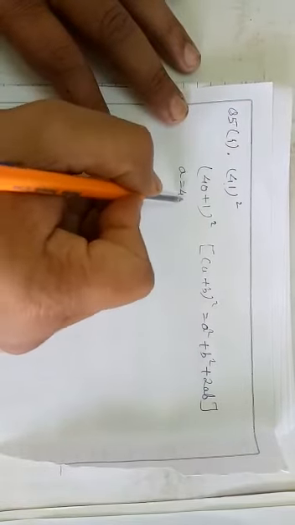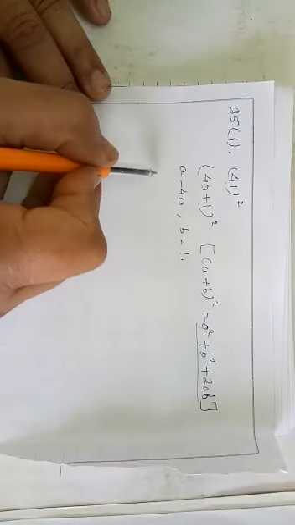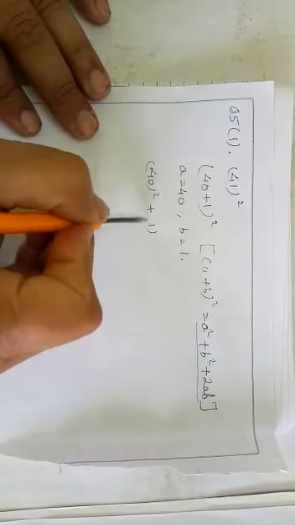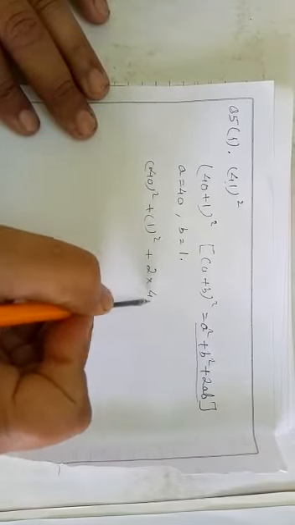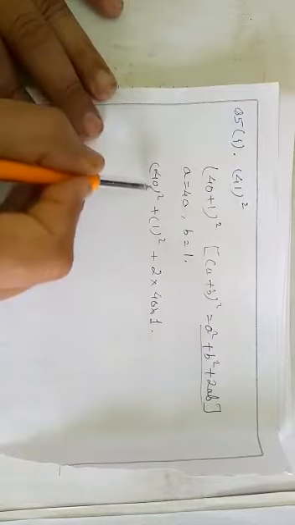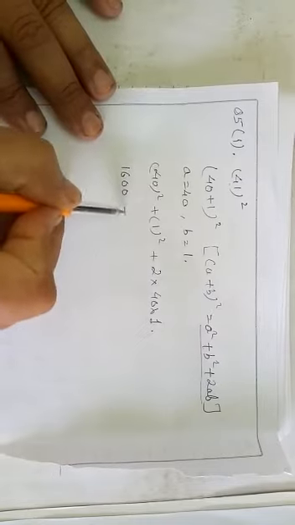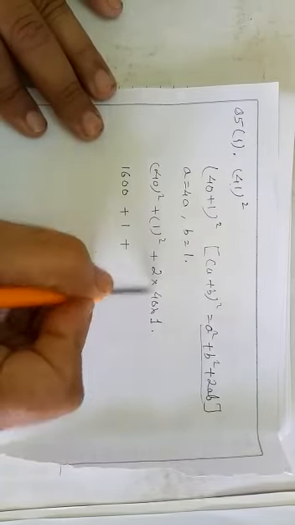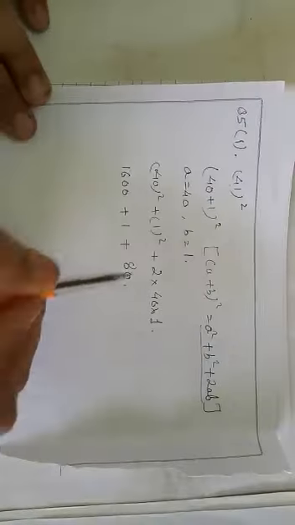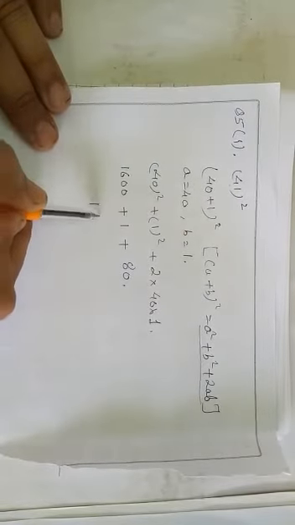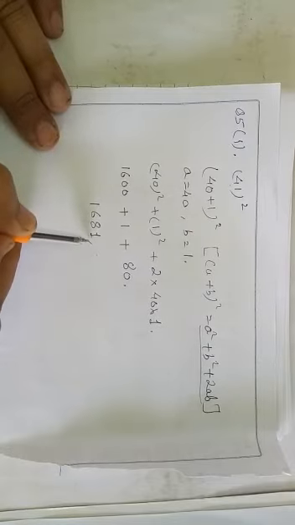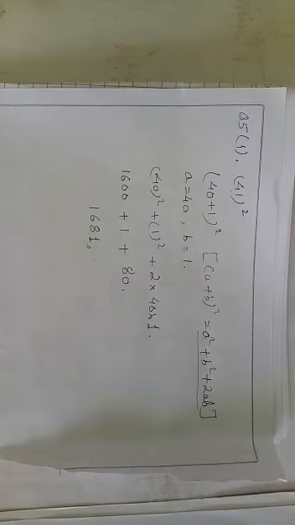What is the value of a? A is 40 and the value of b is 1. Now we have to put the value over here. A, that is 40 square, plus b, that is 1 square, plus 2 into a, 40, into b, 1. The square of 40, 40 into 40, that means 4 into 4, 16, and 00, plus square of 1 is 1, plus 4 twos are 8 and 1 zero, 80. Now you add all the three, that is 1681. 1681 is the answer. Now the next question is 69 whole square.